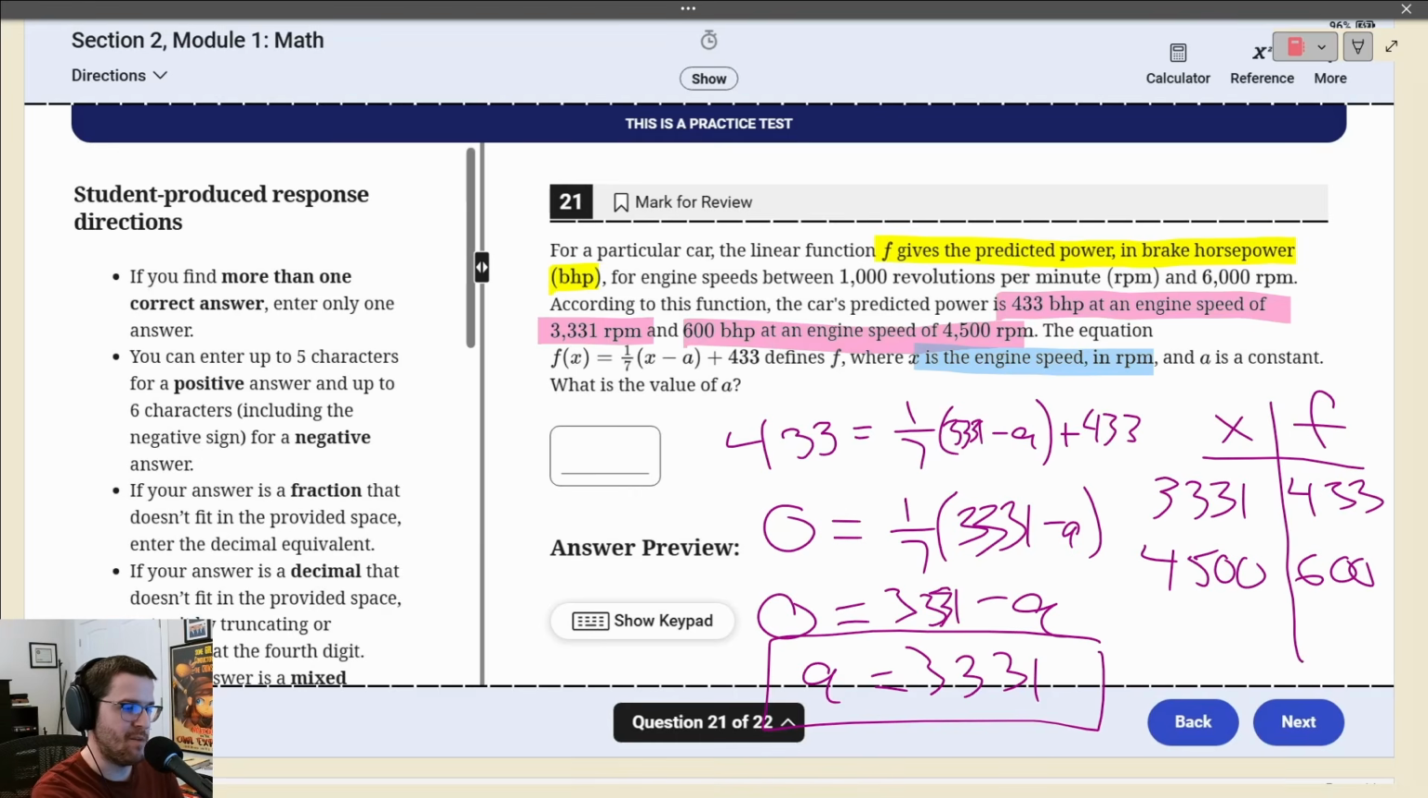I bet if you use the second point, you get the same answer. So, okay, that was pretty good. That's a pretty nice question 21. It's worded a little poorly, but the other thing is too, guys, if you didn't know this, you could do a manual regression and get the answer. Let's go do that.